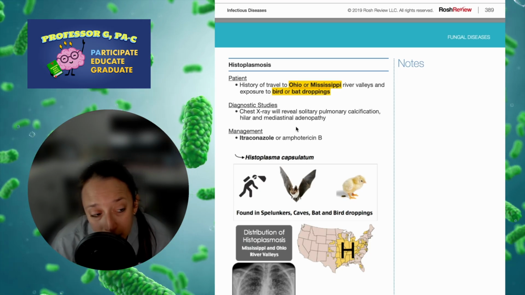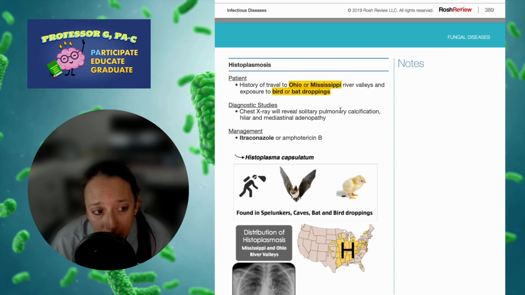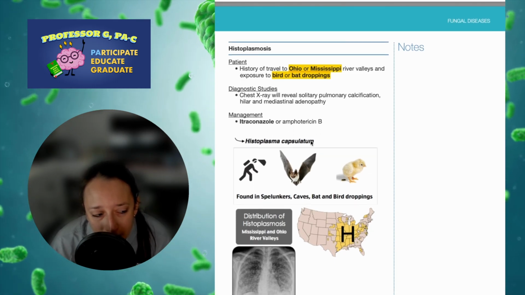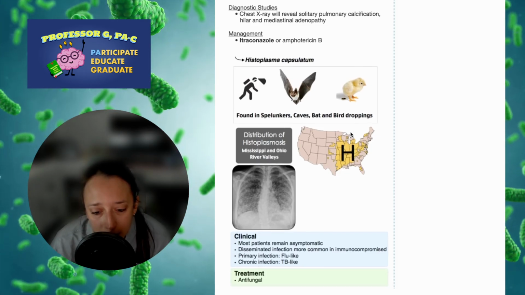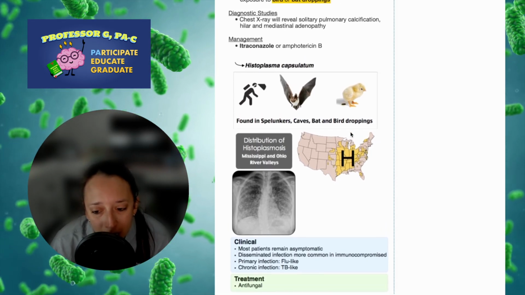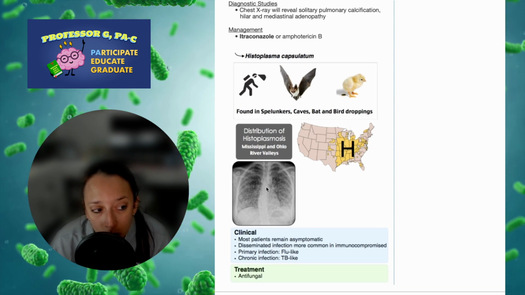On diagnosis, we're going to do a chest x-ray. It's going to reveal a solitary pattern or calcification, or hilar or mediastinal lymphadenopathy. And then we're going to use itraconazole, or amphotericin B for severe cases. So if you have a patient with Ohio River Valley, bat caves, bird droppings with fungal pneumonia, you're going to think histoplasmosis.